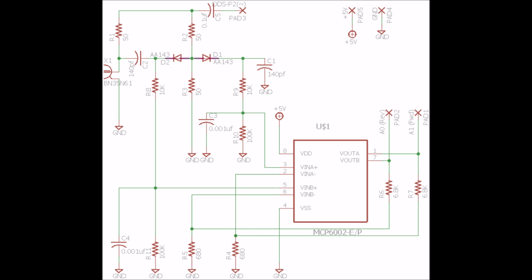To be clear, you don't need to remove anything, but if you built the antenna analyzer following the original diagram, then you will want to change some capacitor values. C1 and C2 are now 140 picofarads, and C3 and C4 are 0.001 microfarads each. These value changes improve the frequency response of the peak detector.